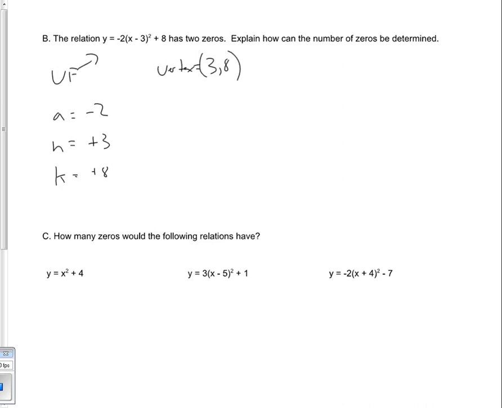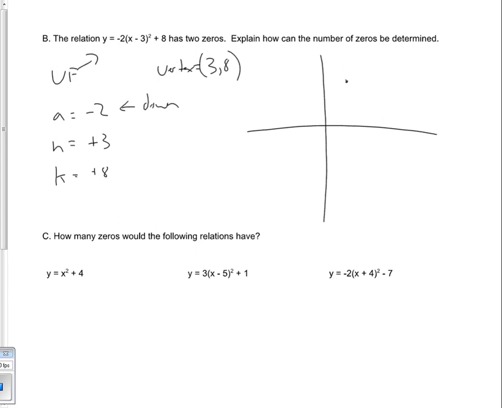So if I wanted to just quickly graph this, I'm not even going to be particularly accurate, I know that the vertex is at 3, 8, so it's somewhere up here. And because we know it's a parabola, it's got a squared piece in there, so that's a quadratic relationship, and all quadratic relationships are in the form of a parabola. The other really useful thing to know about this is that the A value is negative.